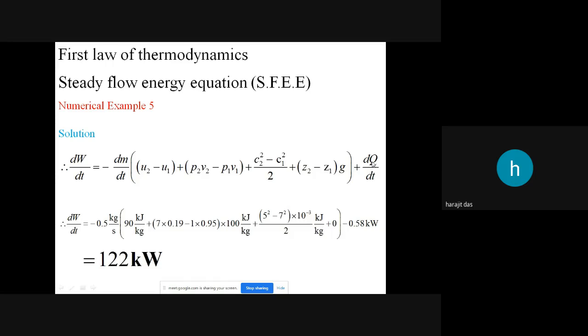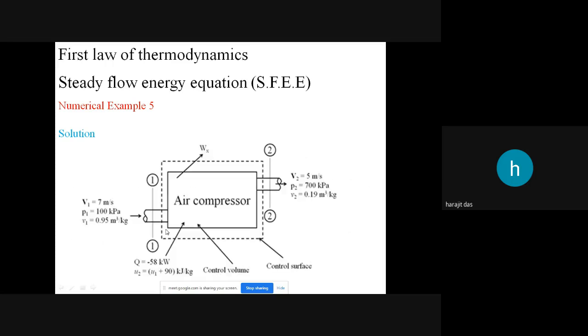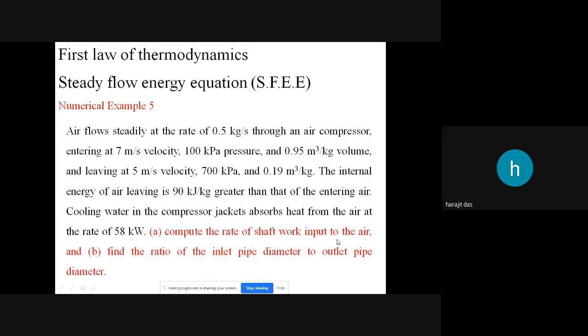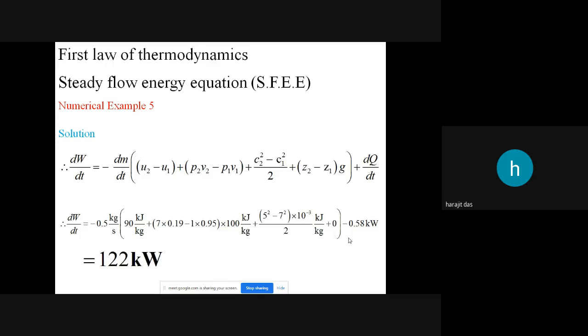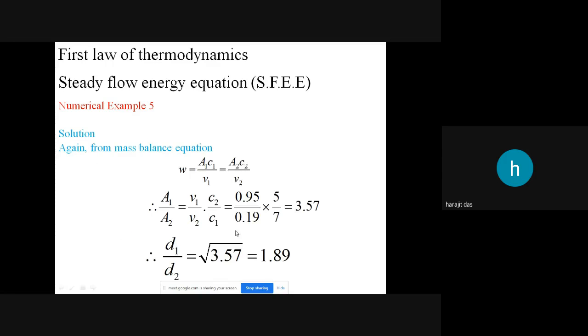Or if these values are not mentioned, it will be equal to 0. And as heat absorbed is taken as negative, it is minus of 58 kilowatt. Finally you will get 122 kilowatt. So this is the answer for this first part: compute the rate of shaft work input to the air. Understood? Now you need to find the diameter ratio d1 by d2.